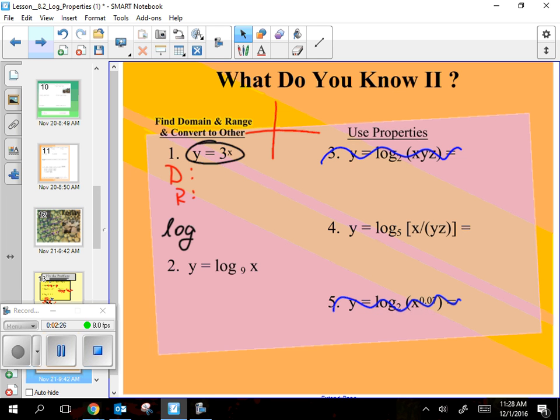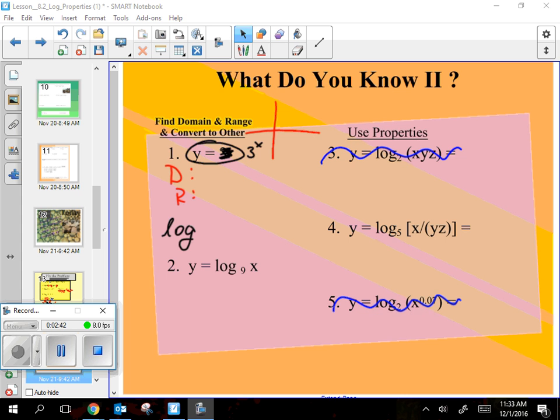Yes, sir. No, that's supposed to be 3 to the x. I agree. That is not written well. Y equals 3 to the x. We're all about the exponentials right now, so thanks for asking. I'll pause while you try those.